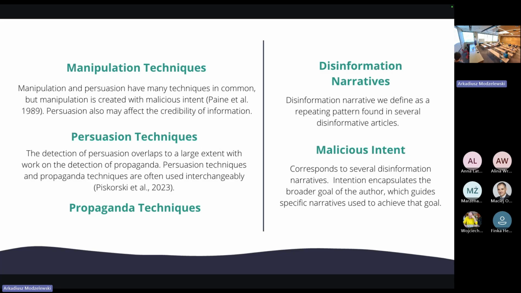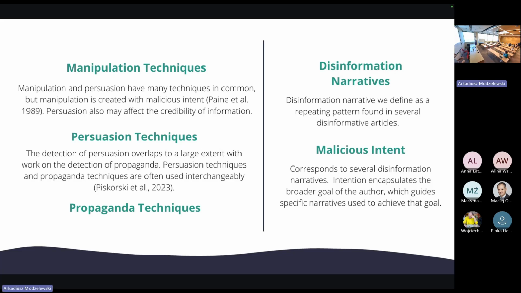Moreover, persuasion techniques sometimes are even used interchangeably with propaganda techniques, but how I understand propaganda is that propaganda is more to influence masses of people, many people, and persuasion may also be used to influence just individuals.